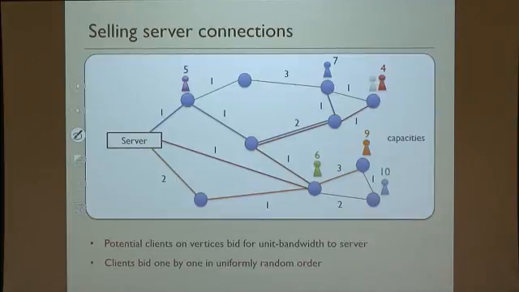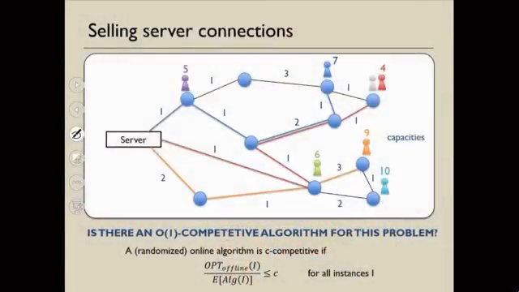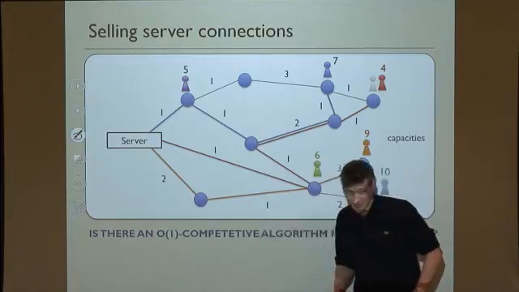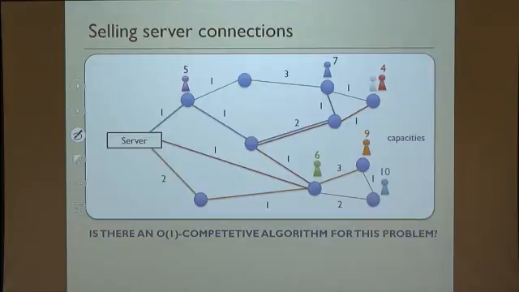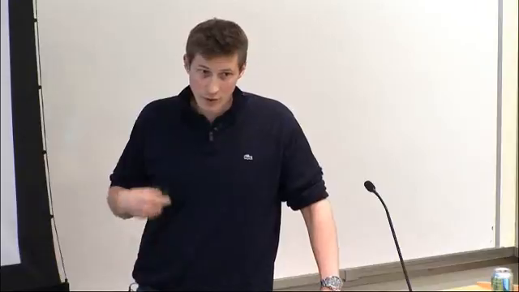So optimum offline is easy to solve in polynomial time. That's just a greedy algorithm. And that's actually an open problem. We don't know. It's a nice open problem whether there is a constant competitive algorithm for this problem. Constant competitive means that the online algorithm should at least do a constant fraction compared to the optimum offline. So an online algorithm is C competitive if it gets a C fraction of the optimum offline.